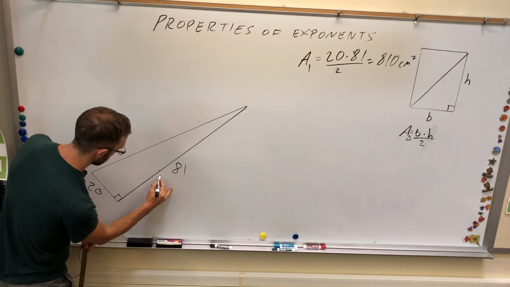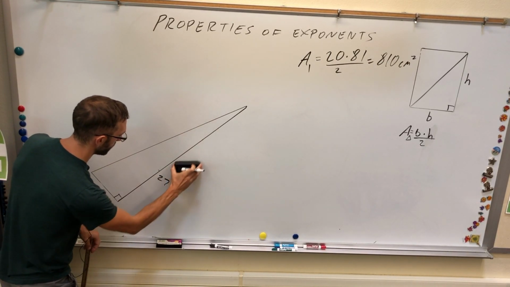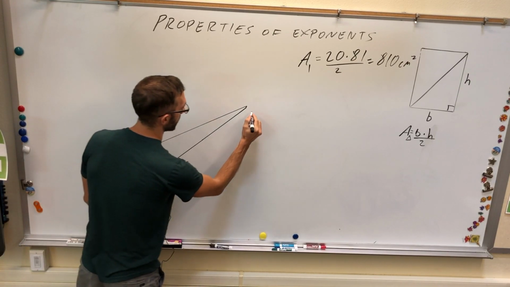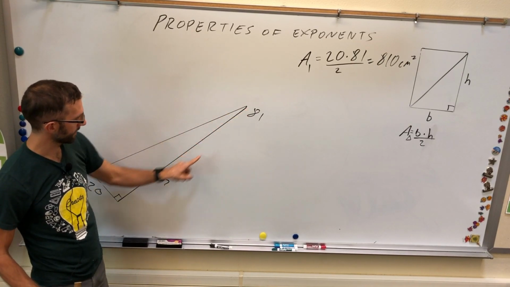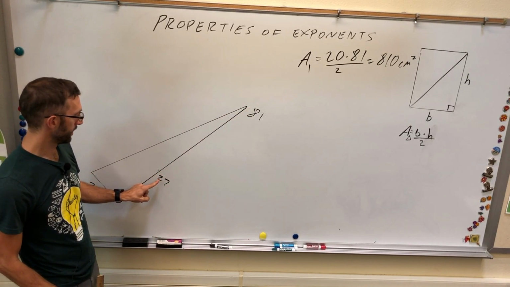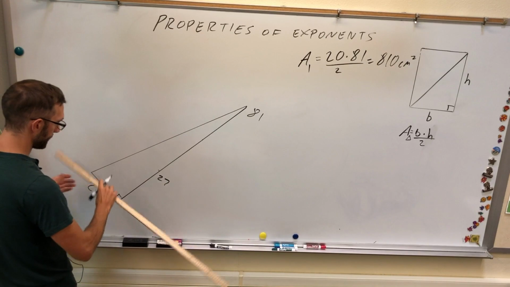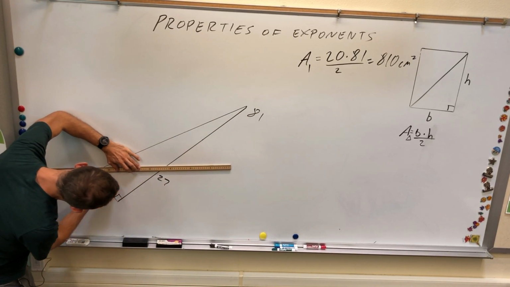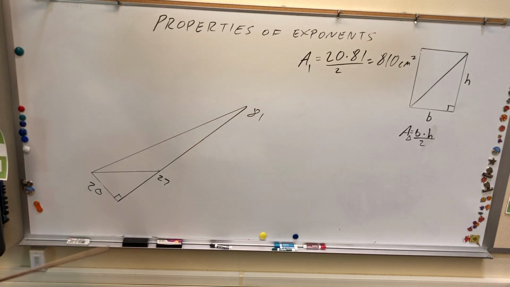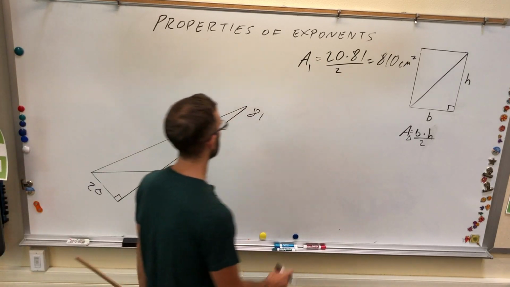I'm going to throw a 27 right here. And I'm going to move the 81 up here to signify this is the 81 length. Here's the 27 centimeter length. So there's our triangle here. There we go. So the base is still 20, but the height has changed to 27 centimeters.